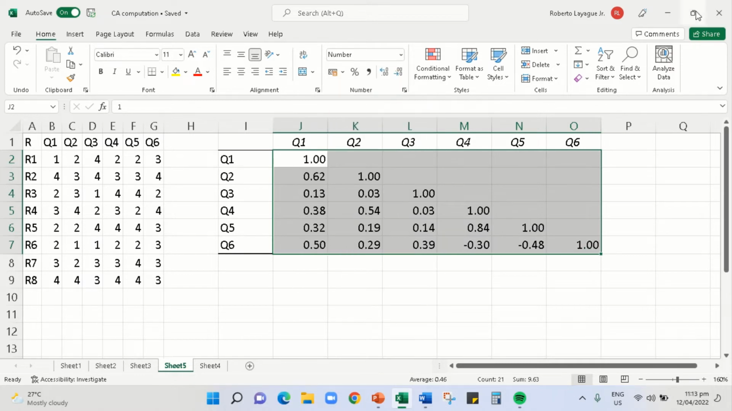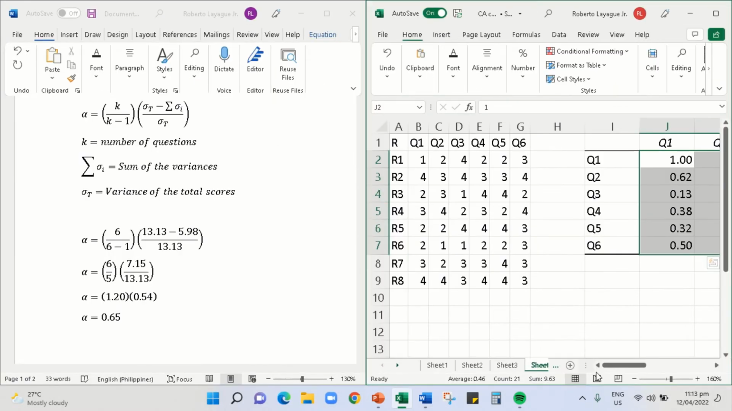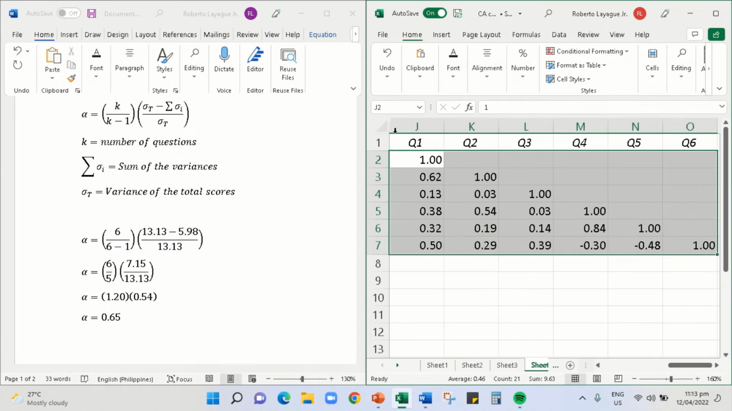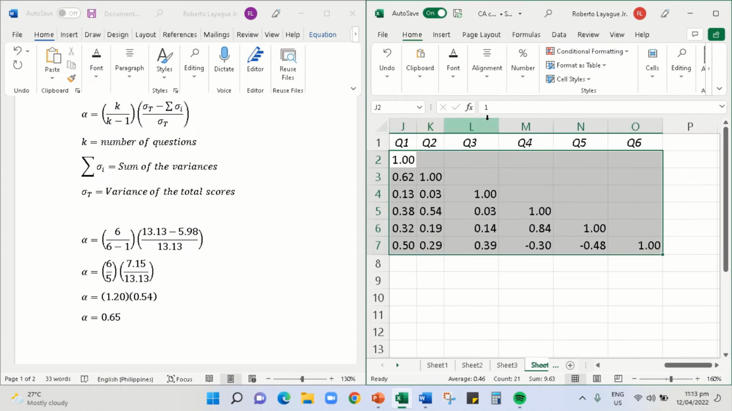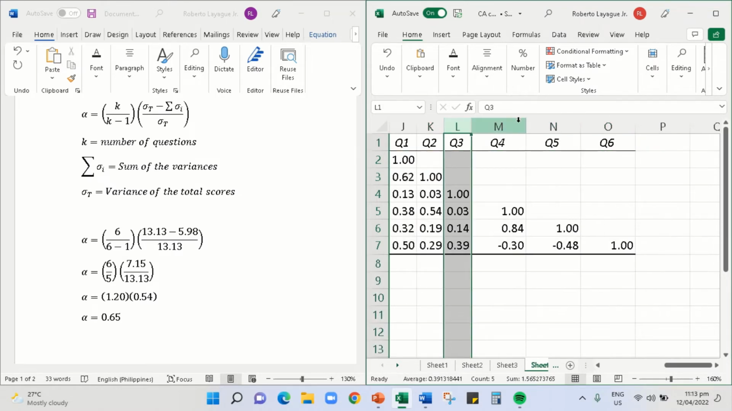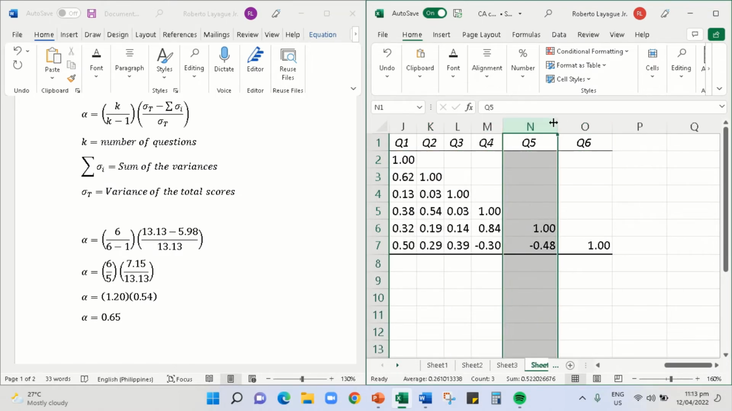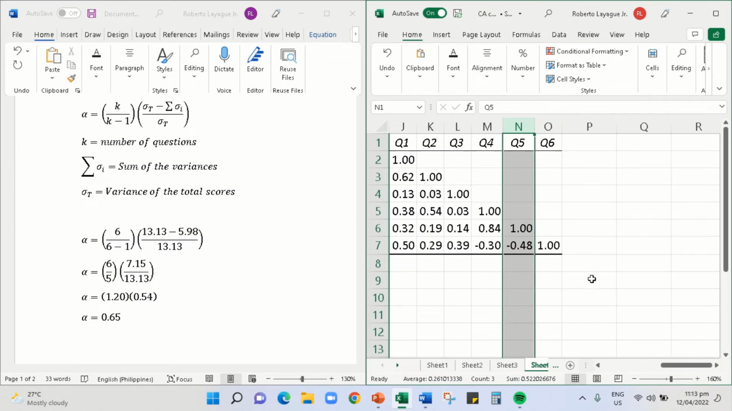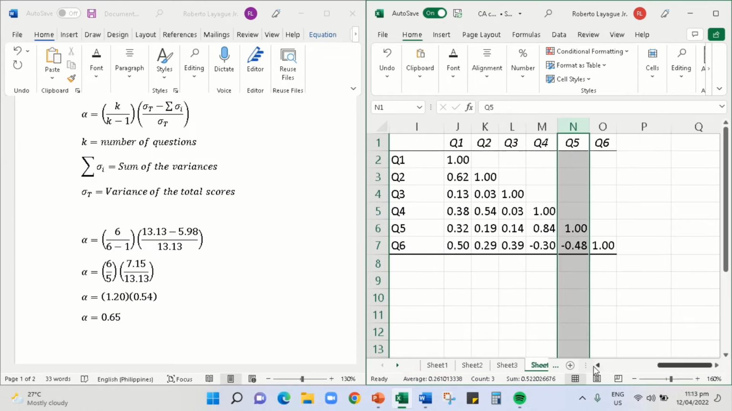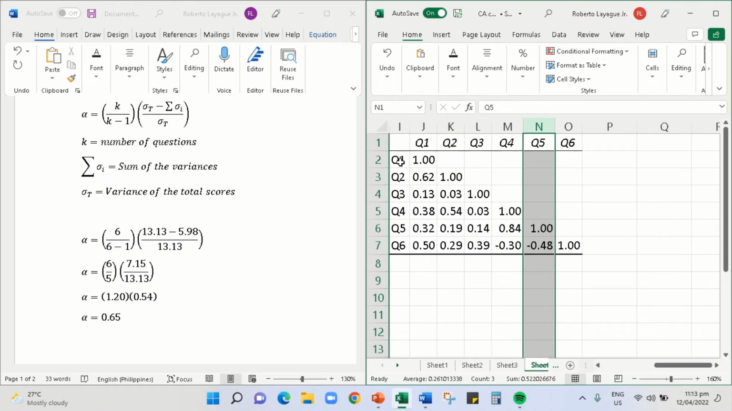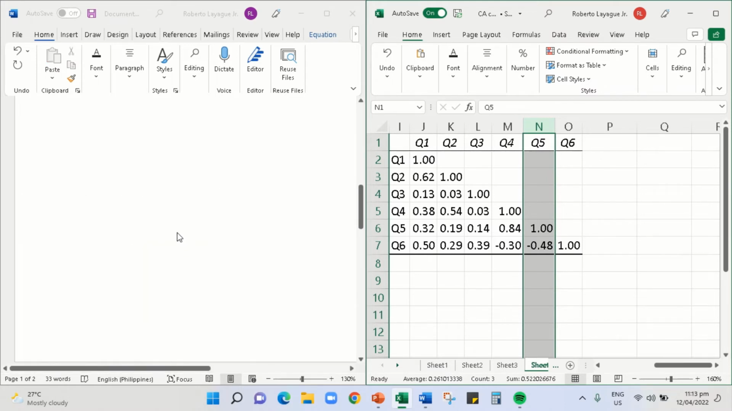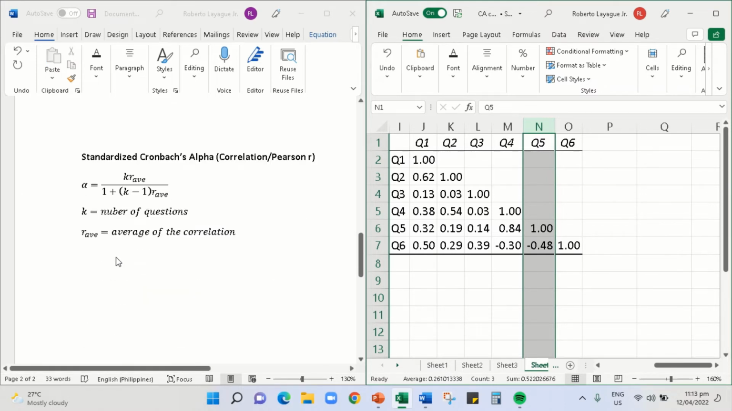Now, let me have my second solution. So using now the correlations, we're going to use all the correlations that we do have. You will not include the 1 because that is the correlation of itself, so you're not going to include that. It just so happens it shows that the relationship of question 1 to question 1 is perfect positive. So now, using the correlation, there's what we call the standardized Cronbach alpha. I'm just going to search this formula.